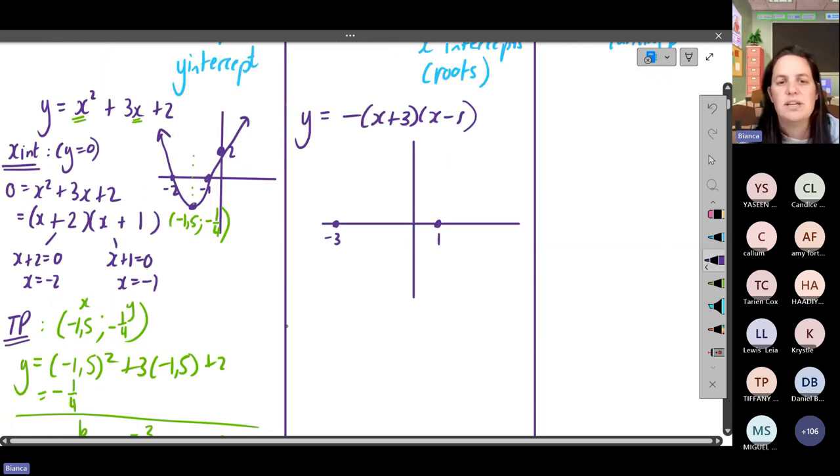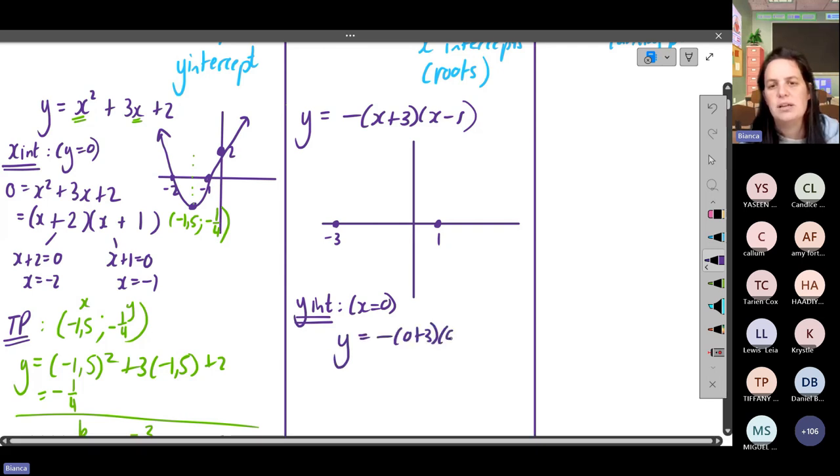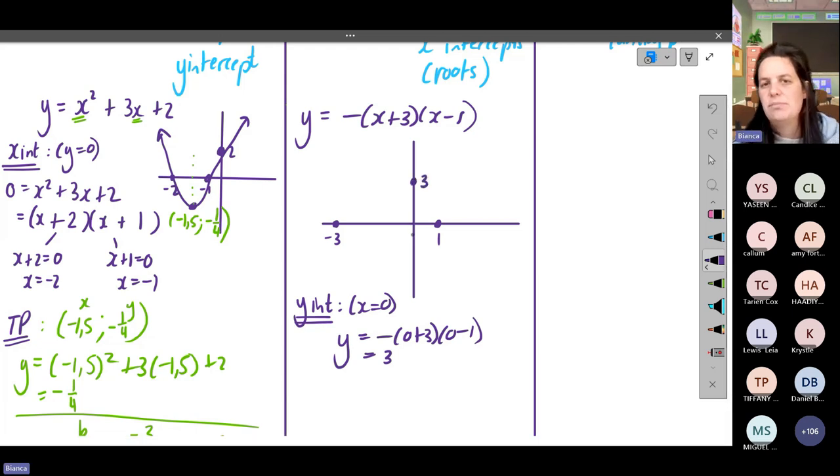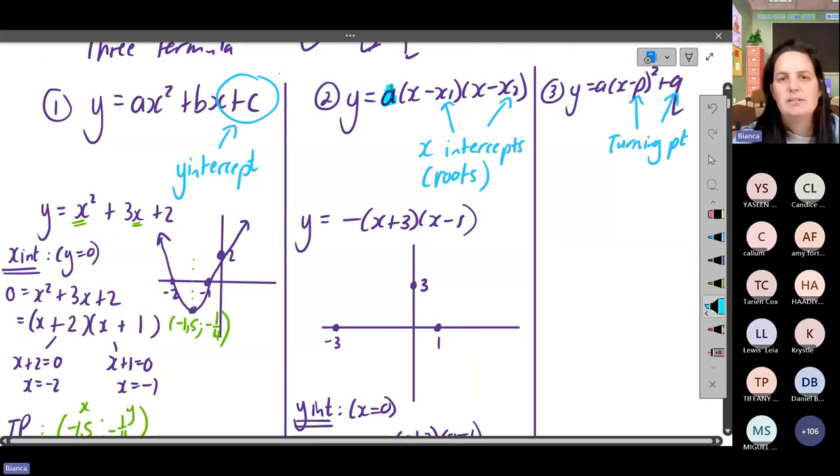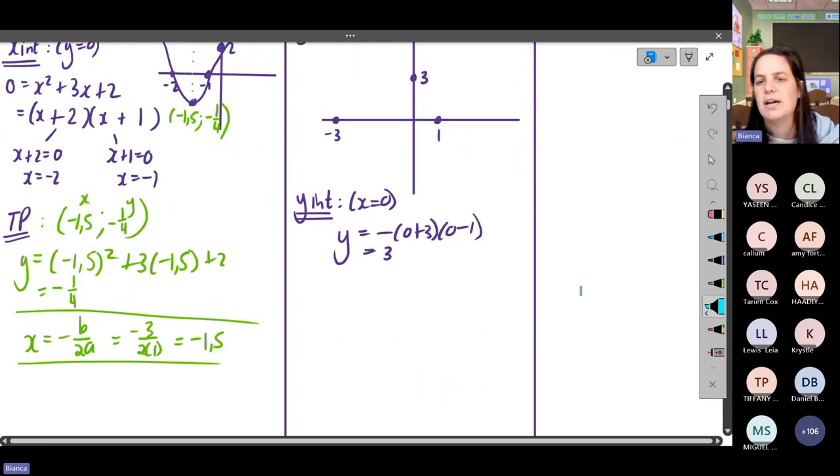So how do I find the y-intercept of any function? You make x equal 0. So y equals negative (0 plus 3) times (0 minus 1). 3 times negative 1 is negative 3, and with the negative in front that gives me 3. So my y-intercept is positive 3, up here somewhere. And just remember that this a, that a and that a all mean exactly the same thing. It tells you if the graph is concave up or concave down, a happy or sad function. I see the negative 1 there, which is the a value, so I know this graph is going to be a sad graph, a concave down graph.